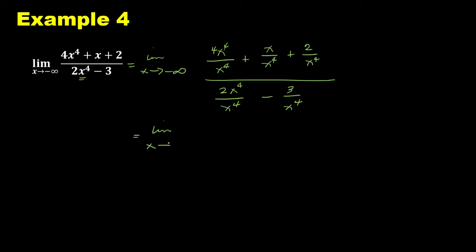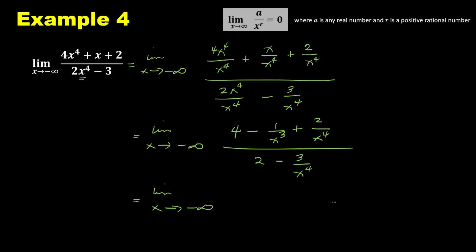And then let us simplify our function here. So we have 4x raised to 4 over x raised to 4 is 4, minus 1 over x cubed, plus 2 over x raised to 4. 2x raised to 4 over x raised to 4 is 2, and then minus 3 over x raised to 4.